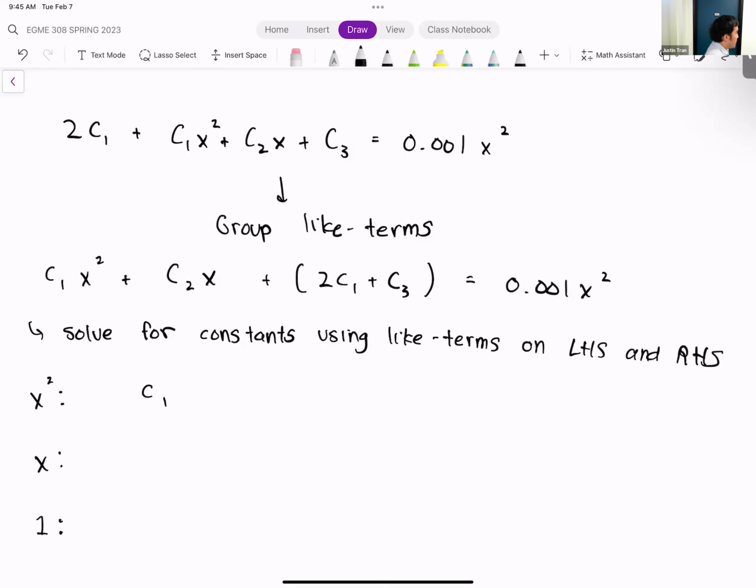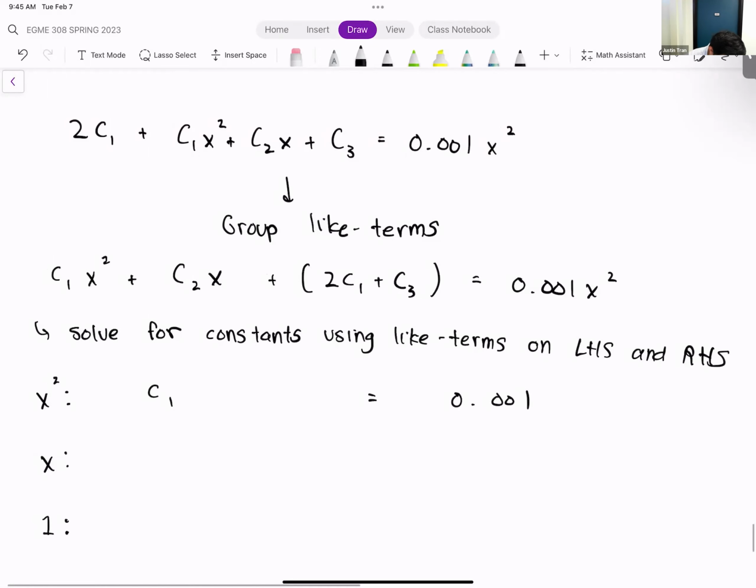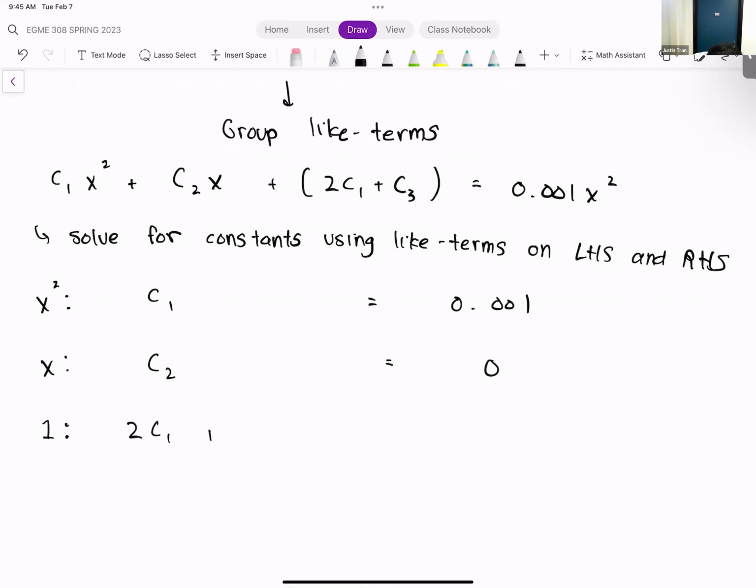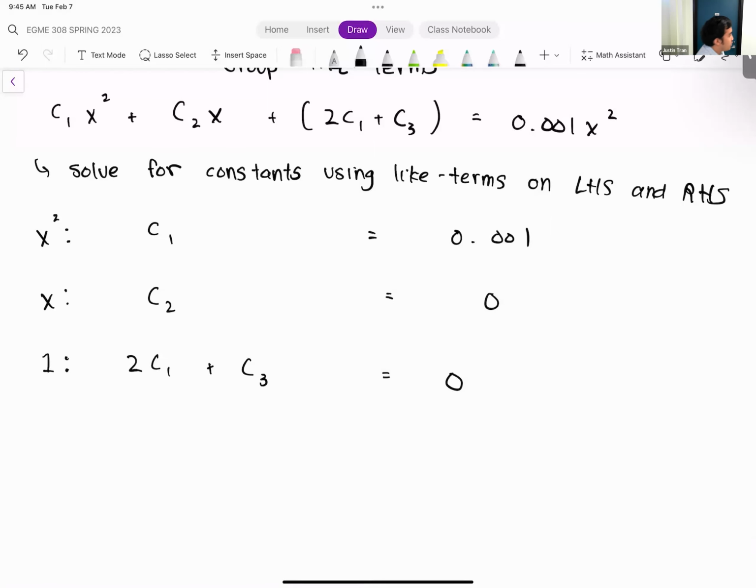So for the first one, we have c1x squared on the left, and on the right-hand side we look and see what the x squared term there is: 0.001. Next, we do the x term, and the x term on the left-hand side has c2. And on the right-hand side, we have no x term over there, and so we're going to set that equal to 0. And then for the constant term, on the left-hand side, we have 2c1 plus c3. And on the right-hand side, we have 0.